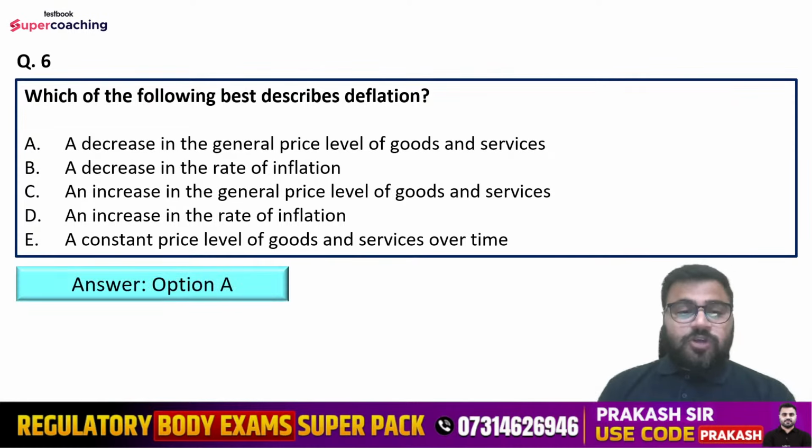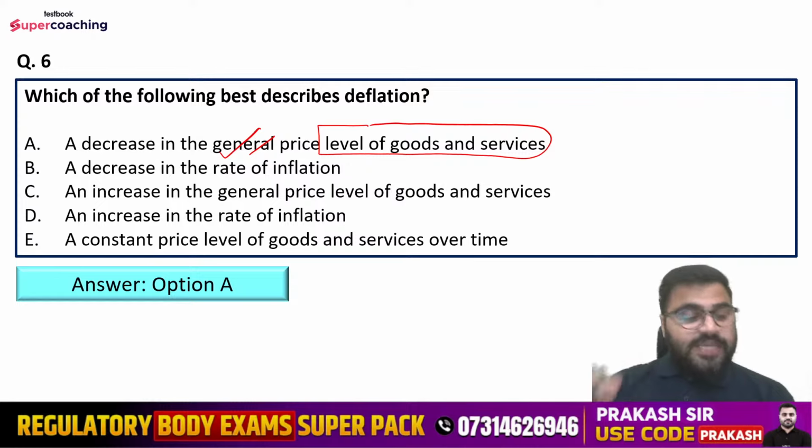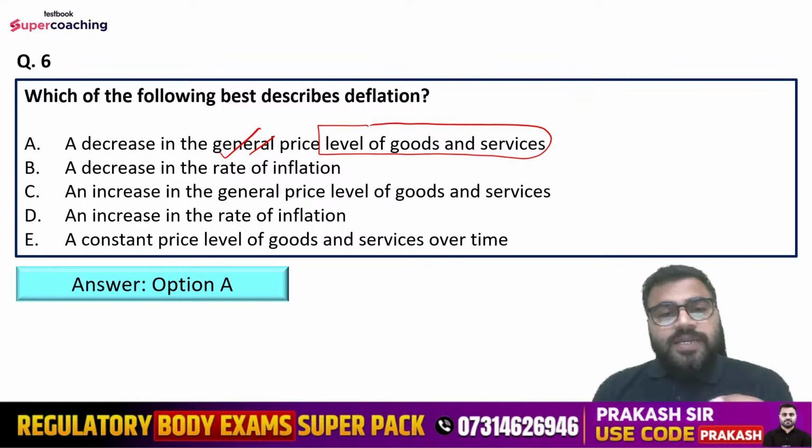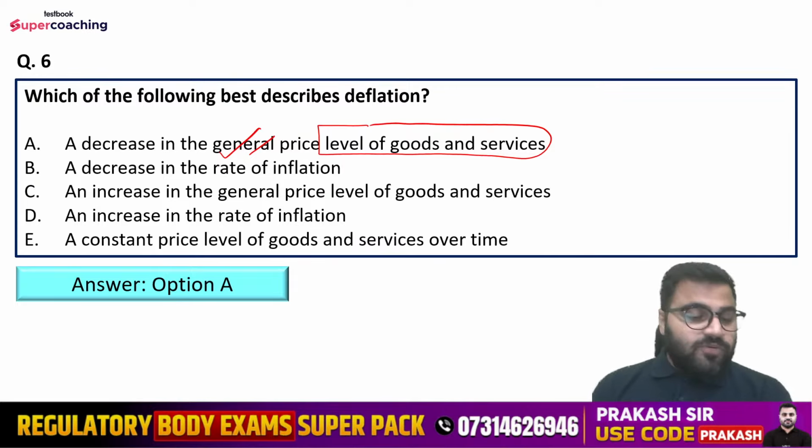Yes, so right answer is option number A only. That is a decrease in the general price level of goods and services. So what is inflation? Inflation is an increase in the general price level of goods and services, and exactly opposite is the deflation. That is a decrease in the general price level of goods and services. And I hope now you got the difference between deflation and the disinflation. Disinflation is the decrease in the rate of inflation, whereas when we talk about the deflation, that is a decrease in the general price level of goods and services.